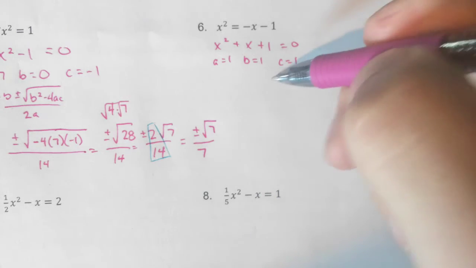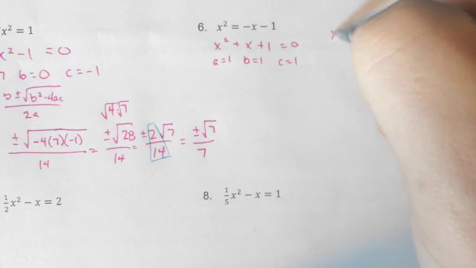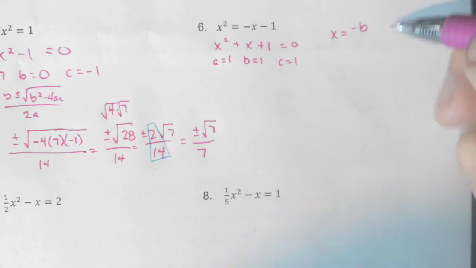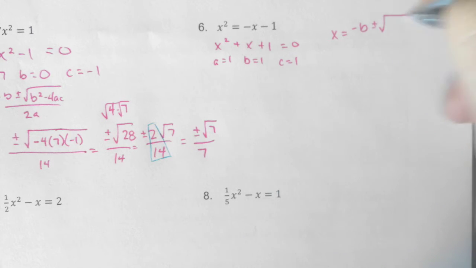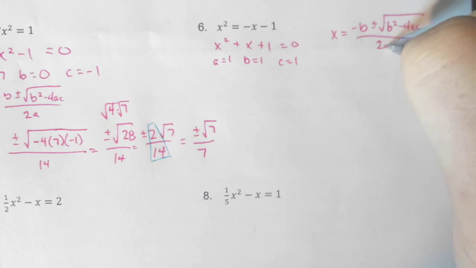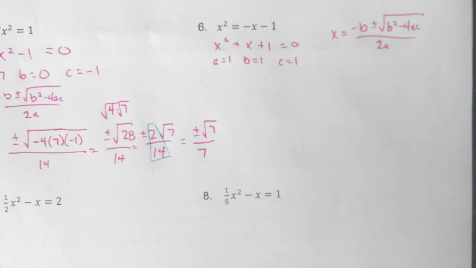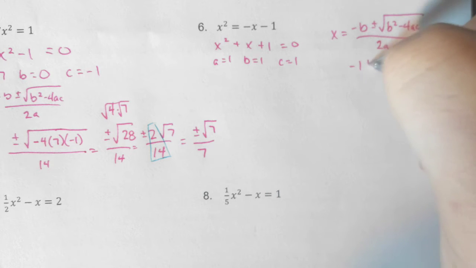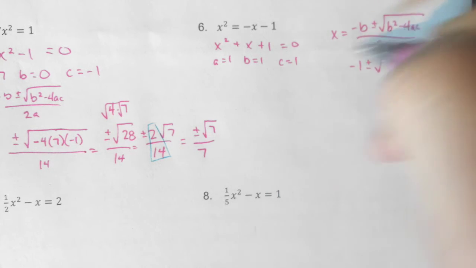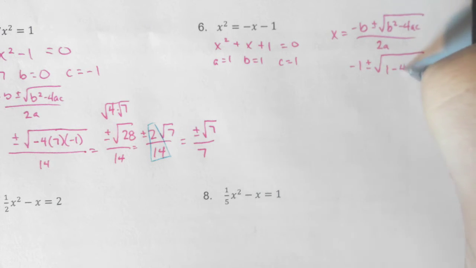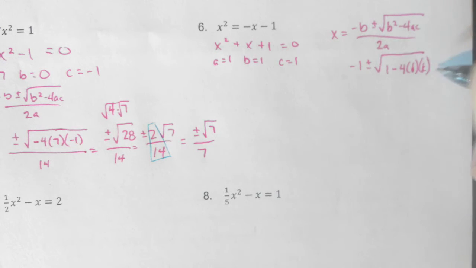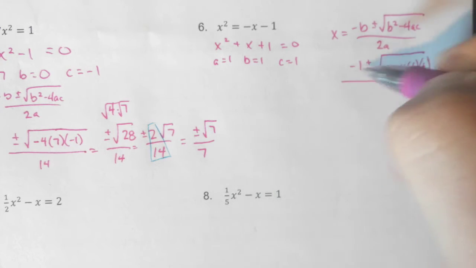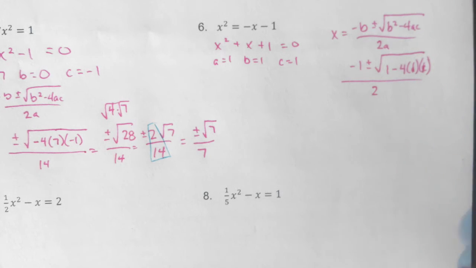Wow, how neat. Okay, let's write down the formula. I'll write it over here, so I'll give myself more room. X equals the opposite of b plus or minus the square root of b squared minus 4ac all over 2a. Plug it in. That would be negative 1 plus or minus the square root of b squared, which is still 1, minus 4 times a, which is 1, times c, which is 1. I keep writing the letters, I don't know why. All over 2a, 2 times 1 is still 2.